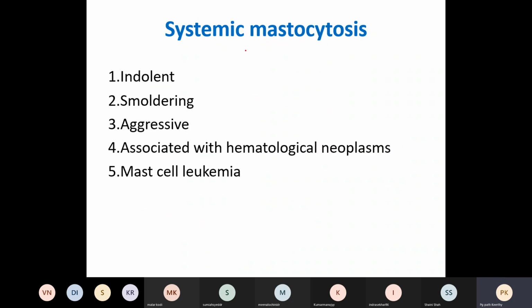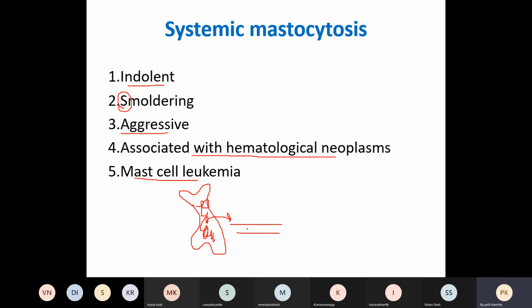Now, what do you mean by systemic? So it is involving the system, right? It is again classified into five: indolent, which means innocent, smoldering, which means asymptomatic, aggressive, associated with other hematological neoplasms, and mast cell leukemia. That means in systemic, the bone marrow is involved, right? Most commonly it is the bone marrow involvement. So when these mast cells spill into your peripheral blood and you are seeing them in the peripheral blood, then we call it mast cell leukemia.